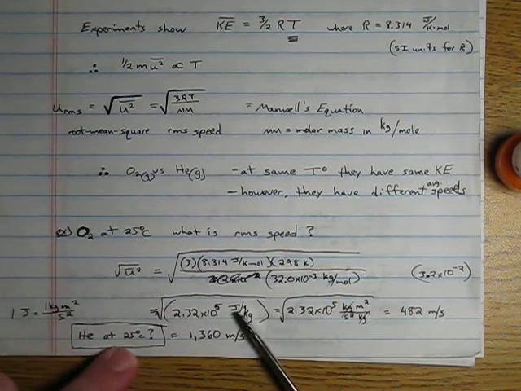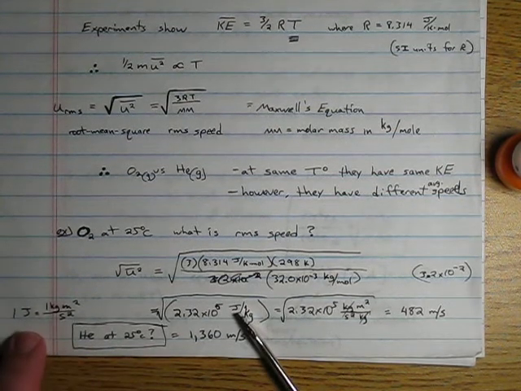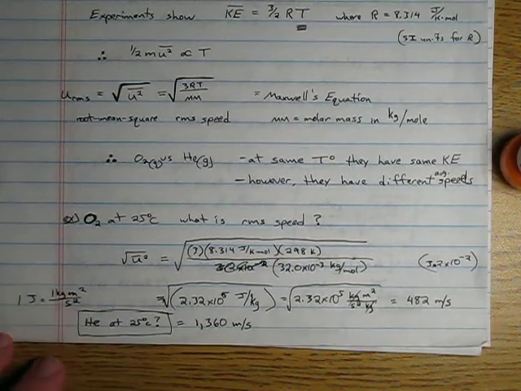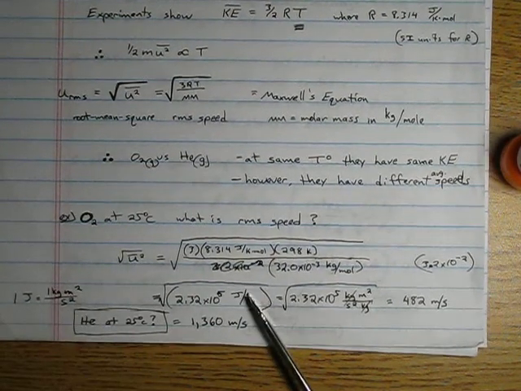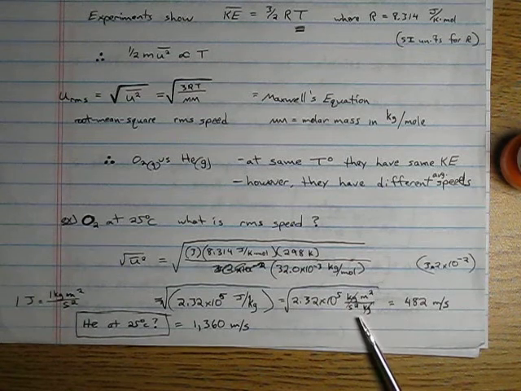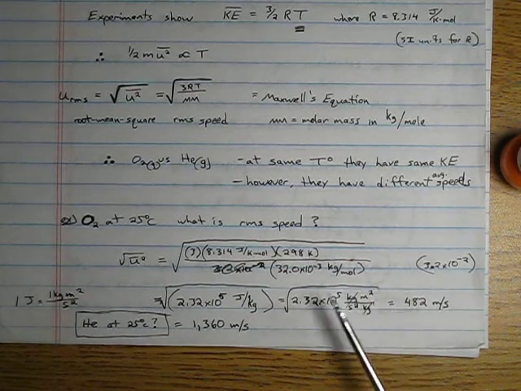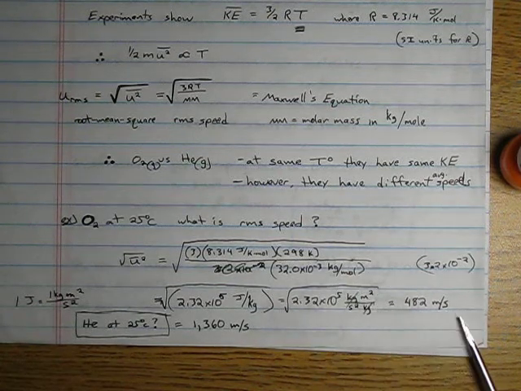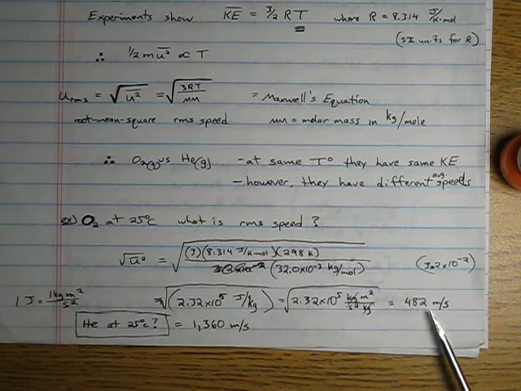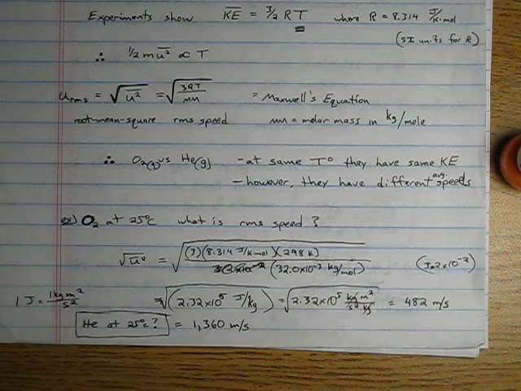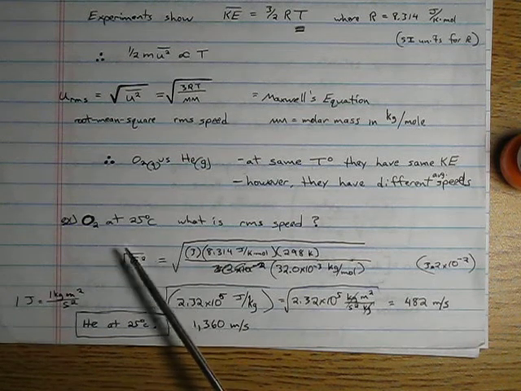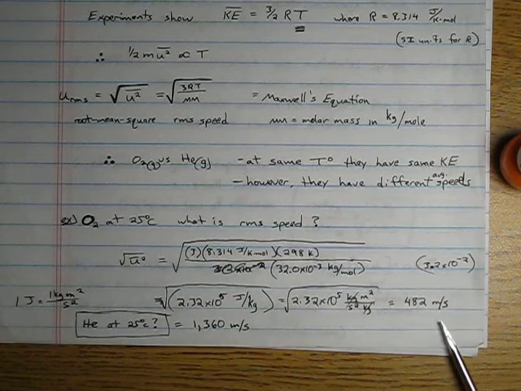Now, if we remember, which I never do, that 1 joule is 1 kilogram meter squared per second squared, plug this into here, and then the units cancel out, and you literally get meters squared over second squared, because kilograms cancel out, and the square root of that is meters per second, 482 meters per second. So an oxygen O2 molecule at 25 degrees Celsius, room temperature, has a root mean square speed, kind of the average speed, of 482 meters per second.